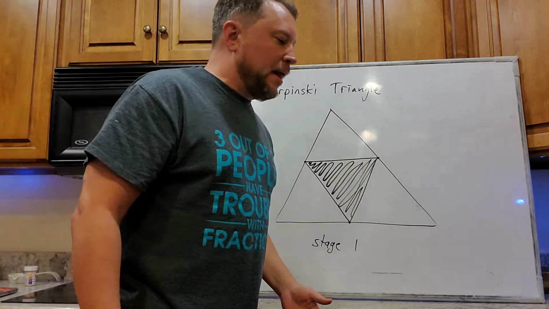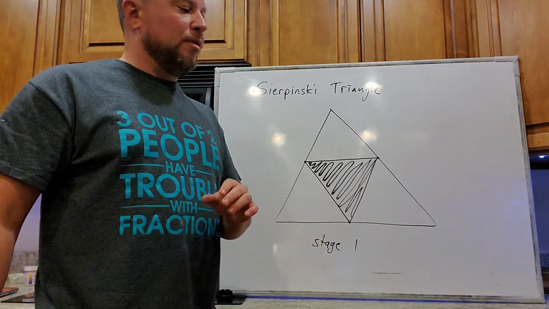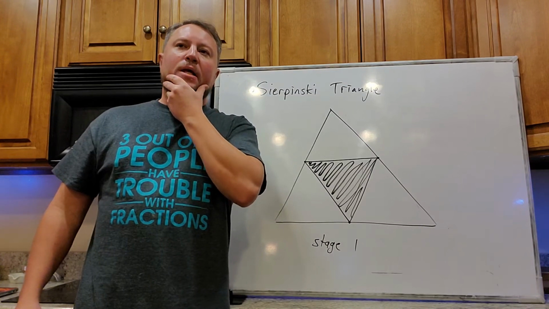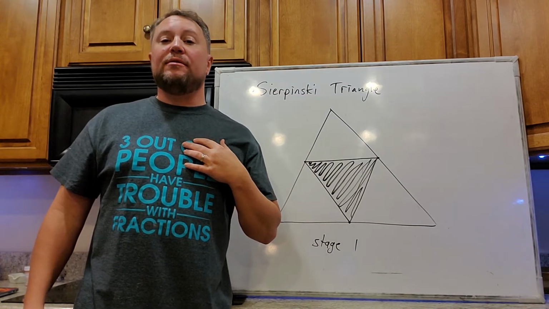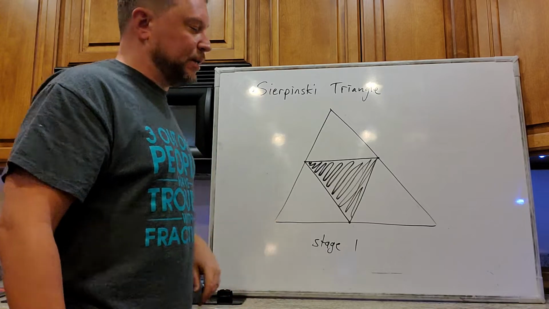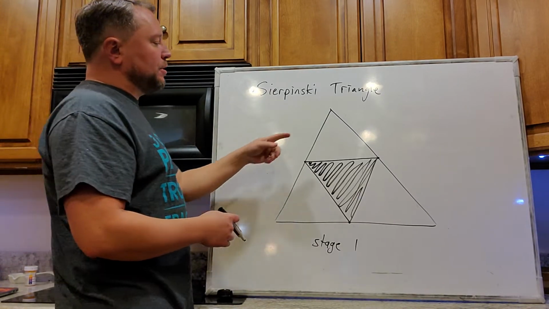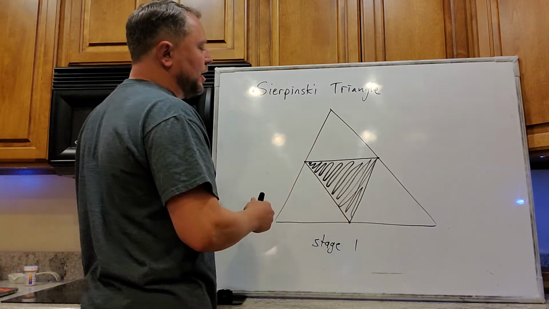So for example, if I wanted you to go to, let's say, stage 4. Actually, not 4, because I want to use that for your homework. Let's say I wanted you to go to stage 3. Let's go to stage 3 then. That's stage 1. Like I said, you only repeat the process in the unshaded triangles.